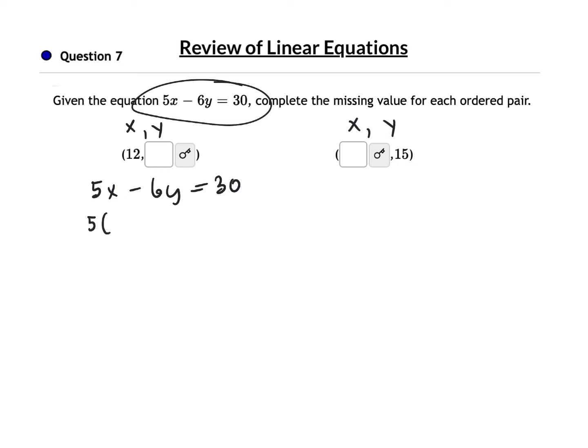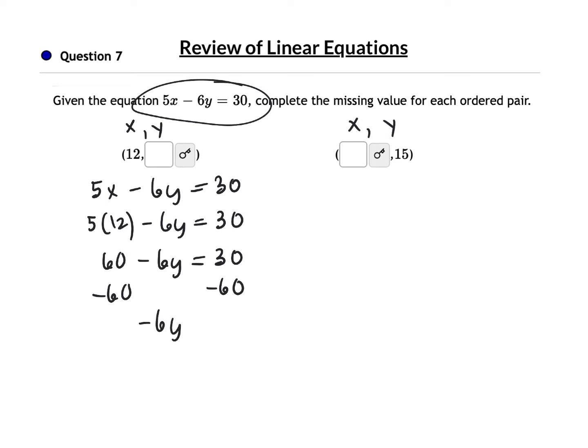5 times 12 minus 6y equals 30. That's 60 minus 6y equals 30. We'll subtract 60 from each side. Negative 6y equals negative 30. Divide by negative 6, and y is 5. This then is the point 12, 5, and it's on that line.